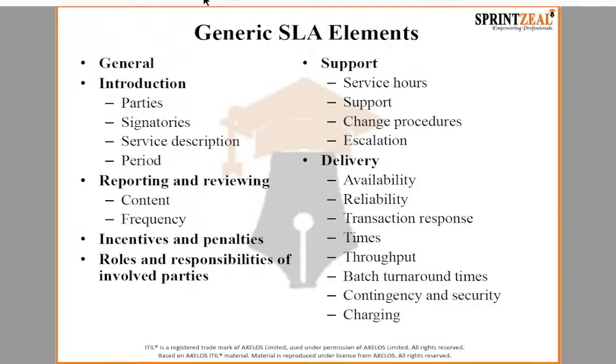Incentives and penalties, which are very important. Incentives for consistently meeting your SLA, and then penalties for breach. Roles and responsibilities of all the involved parties. Support, service hours, information on support team, change procedures, and escalation.